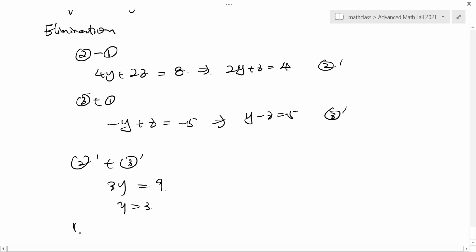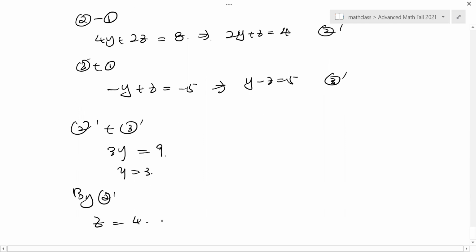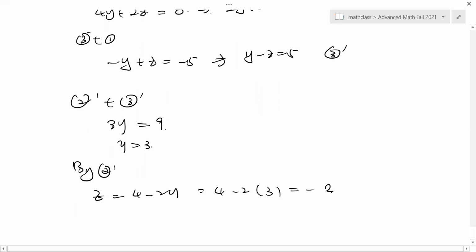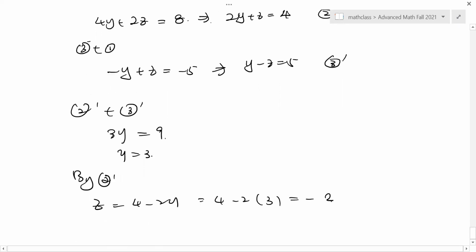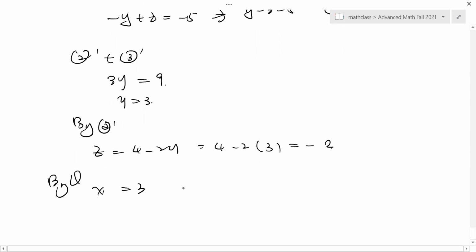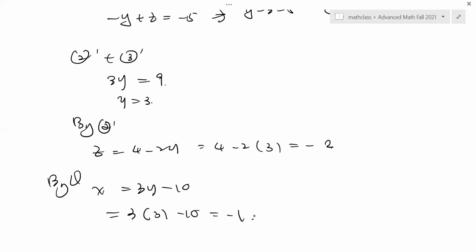So once you get the y, then you can get z. You can get z from equation 2 prime. So z is 4 minus 2y, 4 minus 2 times y, where y is 3. So you determine the variable z. Finally, we can use any equation to get x, right? Any of the equations, it doesn't matter. The first equation looks simple. X equals 3y minus 10. So 3 times y is 3 times 3 minus 10. So it's negative 1. So we determine all the variables here.